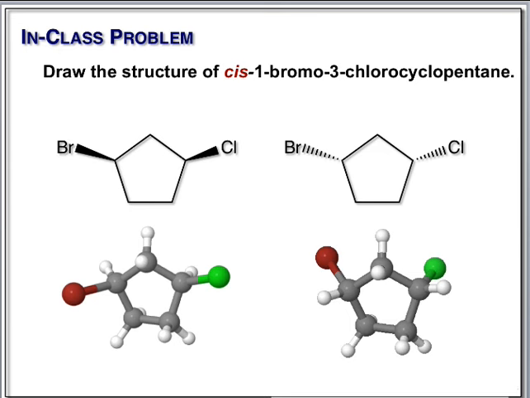Now, when we did simple cycloalkanes, I said, you can do either one, that's fine. Here are the two in models. Again, bromine forward, chlorine forward, bromine back, chlorine back. Everyone happy with that? Let's go back to our JMOL.